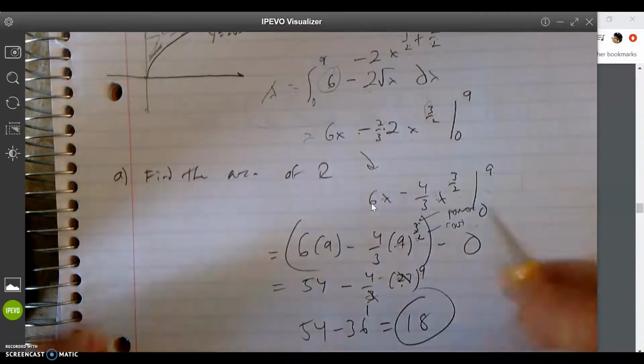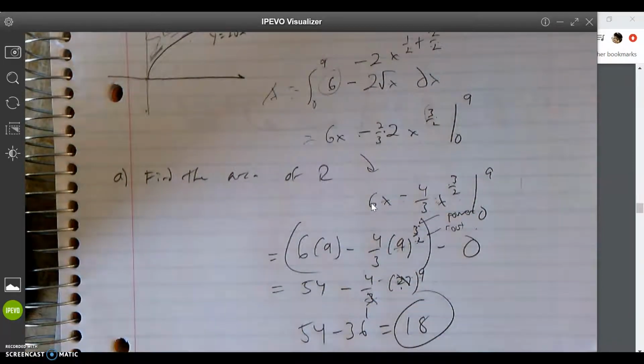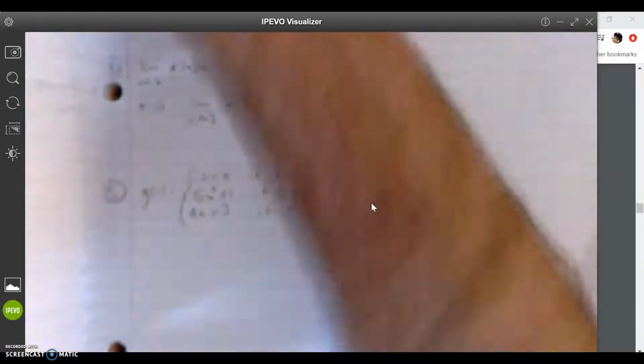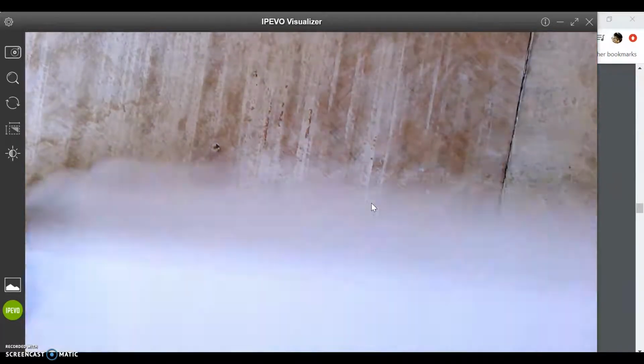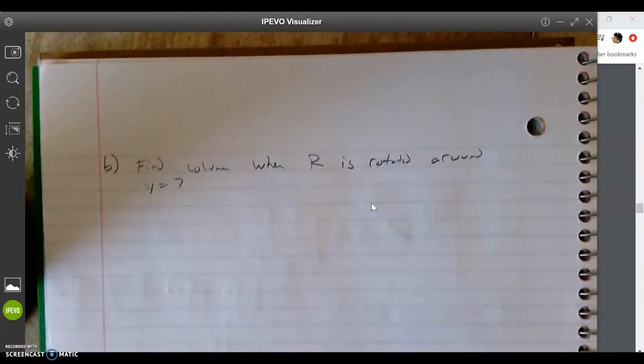There we go. If you didn't get that, write down all of these steps as part of your corrections. Let's keep it going. We're doing good. So 2 more parts. Nice job. Okay. Find the volume when R is rotated around y equals 7.